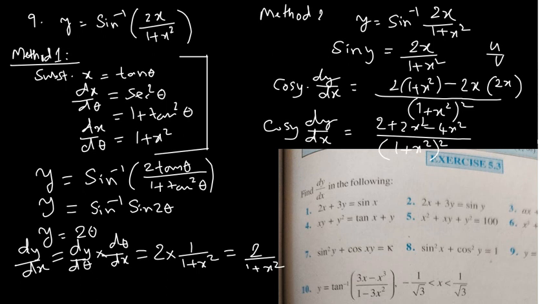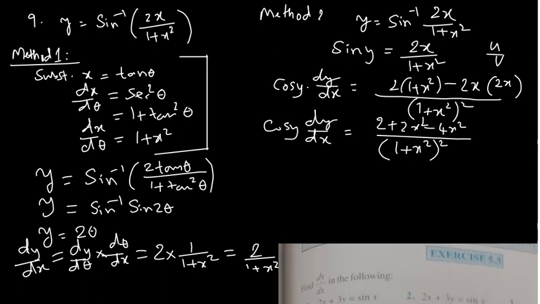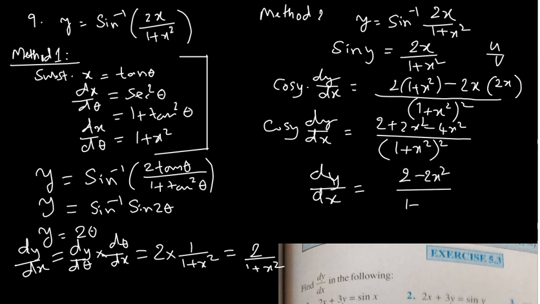Understood, right? Okay. Now you are making dy by dx the subject. So you will get dy by dx equal to, here the 2x square is gone, so you will have 2 minus 2x square divided by 1 plus x square whole square. That's equal to, 2 you take off common, 1 minus x square divided by 1 plus x square whole square.